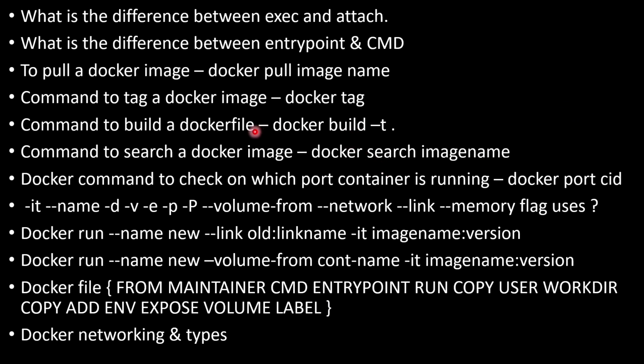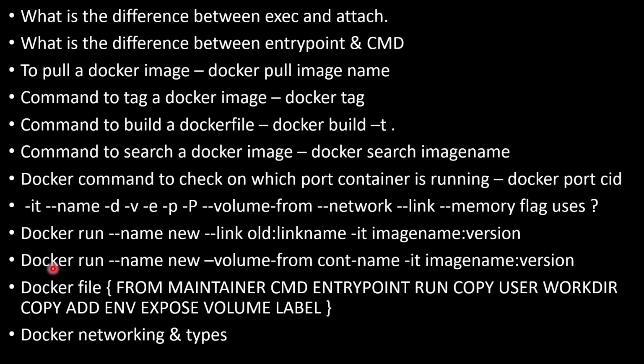You have a Dockerfile and you need to build it. The command we use is docker build -t. The dot indicates the present working directory, or you can mention the directory where your Dockerfile is present. That will build a docker image. In order to search, if you have hundreds of images and you are trying to find a particular image, we can use docker search followed by the image name. And if you want to see on which port your docker container is running, docker port followed by the container id will give the particular port on which it is running.